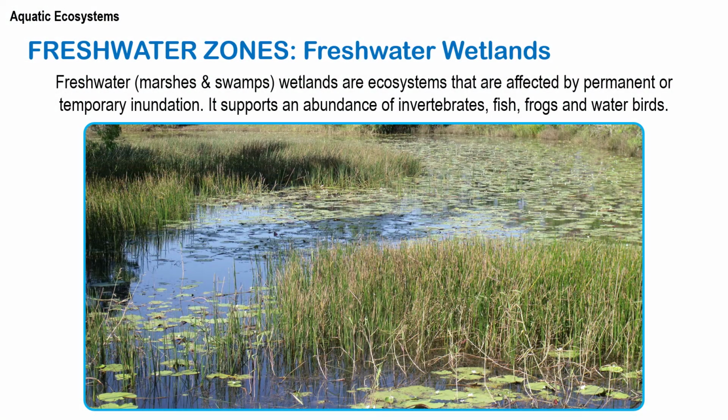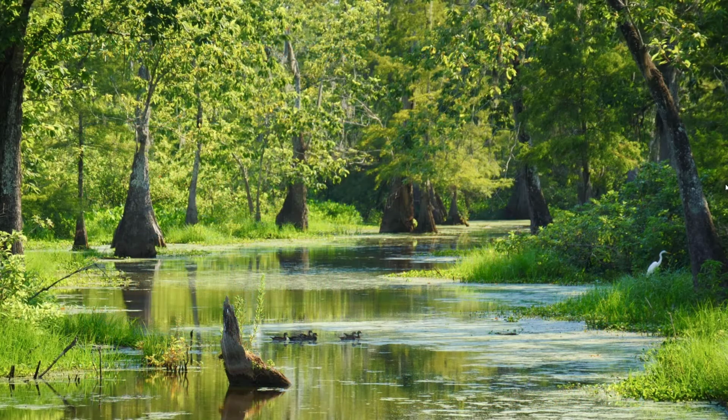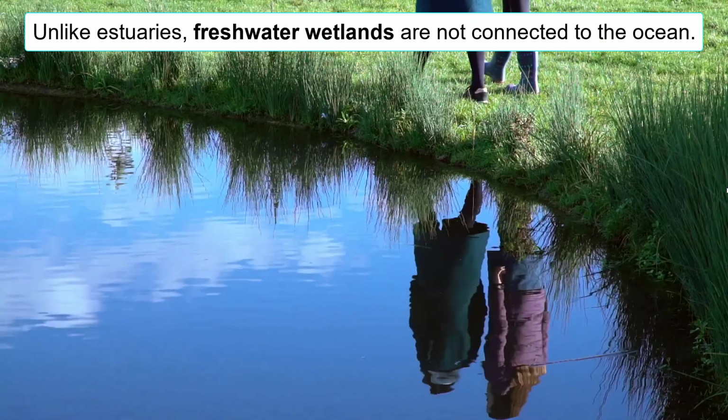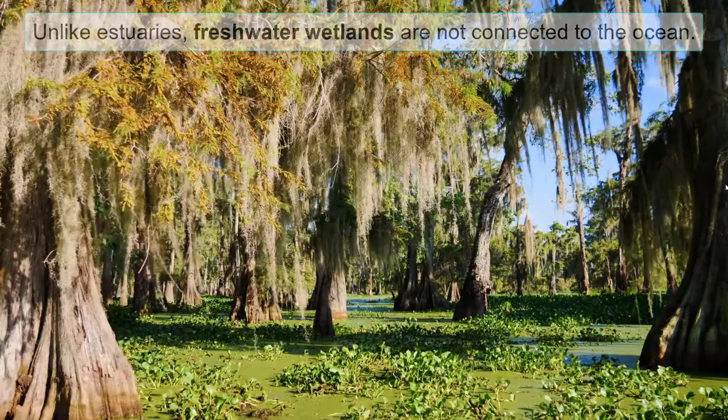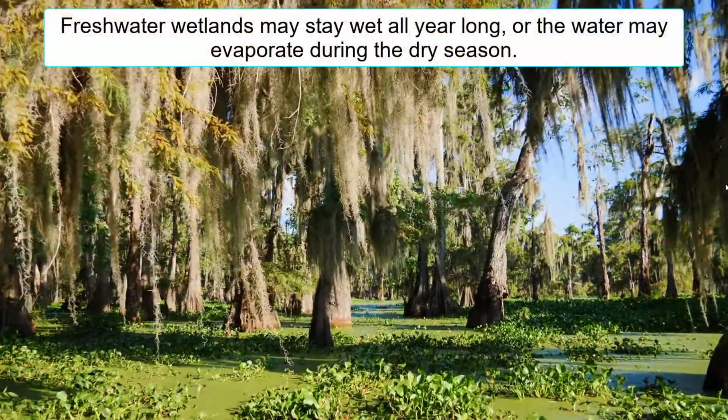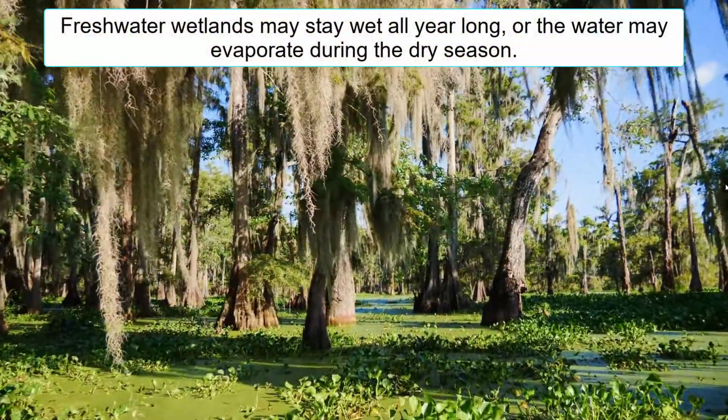Unlike estuaries, freshwater wetlands are not connected to the ocean. They can be found along the boundaries of streams, lakes, ponds, or even in large shallow holes that are filled up with rainwater. Freshwater wetlands may stay wet all year long, or the water may evaporate during the dry season.